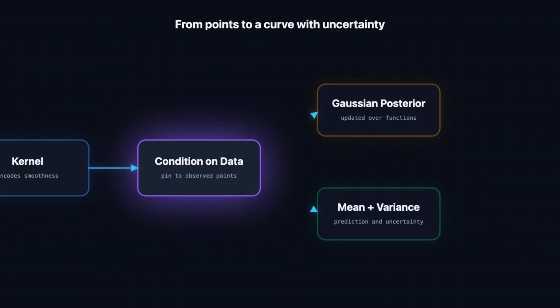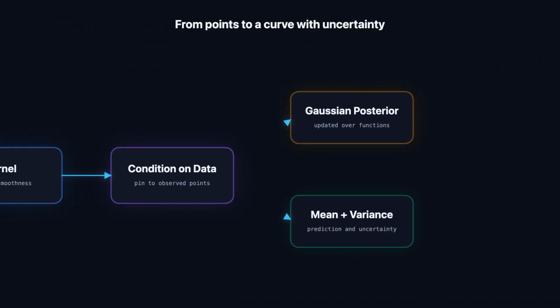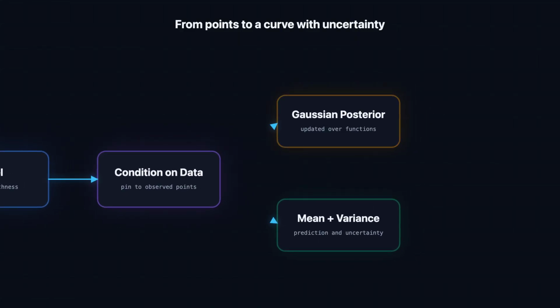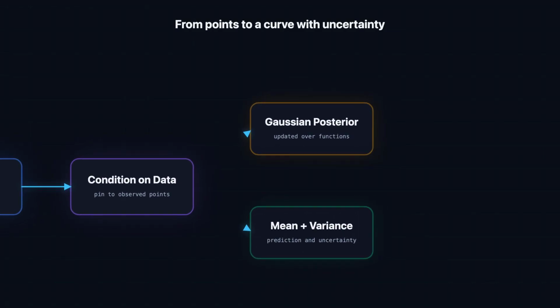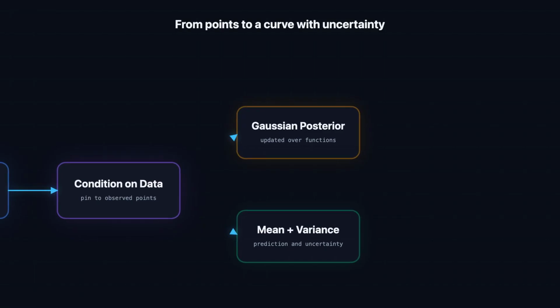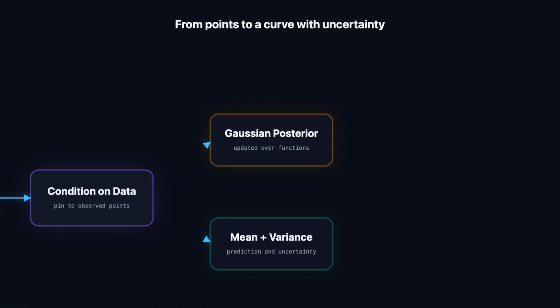Next, you condition on the data. You take your observed points and pin the distribution to pass through them. Because everything here is Gaussian, this step has a clean, exact solution. There's no iterative training loop grinding away, just a bit of linear algebra.